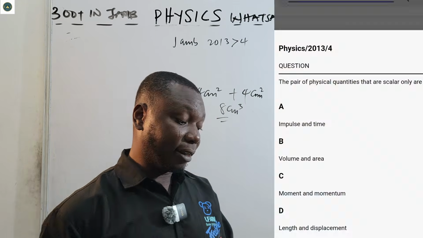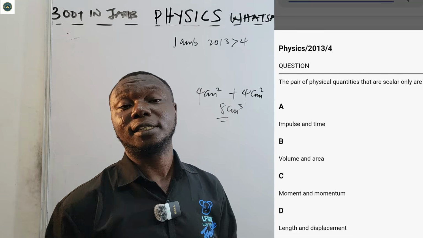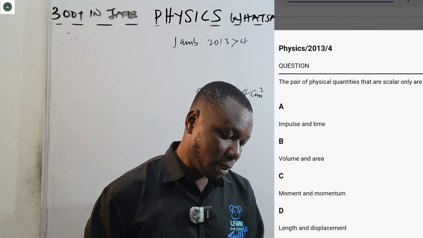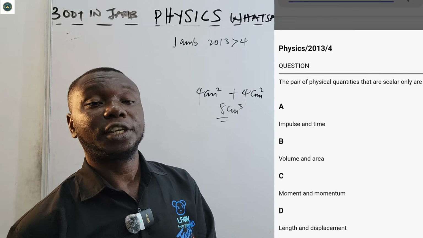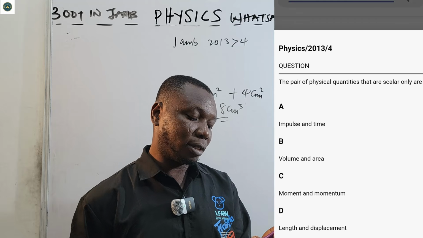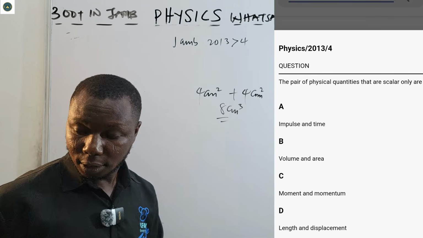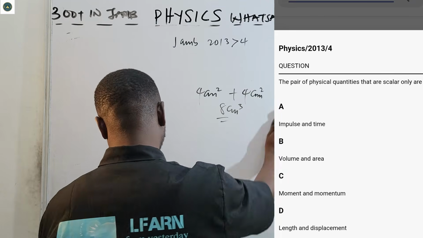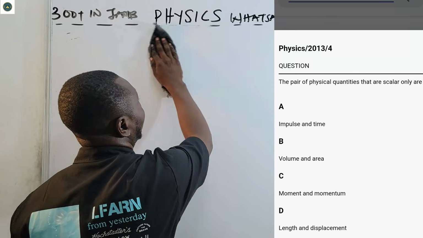Because if you pick D, you have length and displacement. Automatically, displacement is a vector quantity. Impulse is a vector quantity. Then you can pick C. C says momentum and moment. Moment and momentum, they are vector quantities. Okay? So the correct answer is B, which is volume and area.